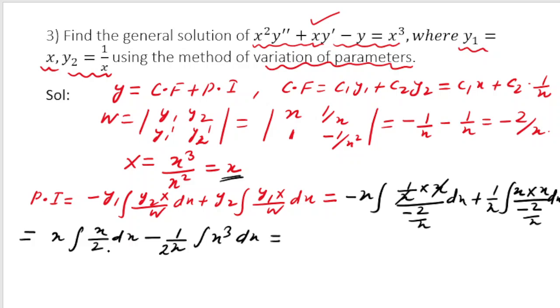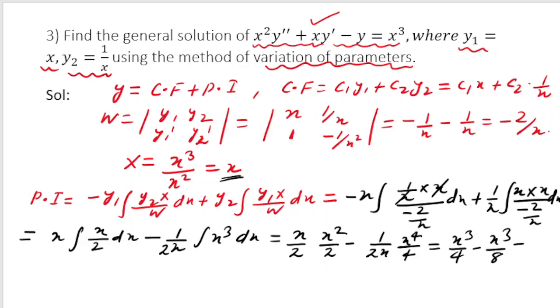Okay, so solving further, this x by 2 and integration of x will give me x square by 2, and minus 1 by 2 into x, and integration of x cube will give me x to the power 4 by 4. So if I simplify it, I will get what? X into x square, that is x cube by 4, and minus x to the power 4 by x, so this will become minus x cube by 8. So in the end I will get x cube by 8, right? I hope you got it. X cube by 4 minus x cube by 8 is x cube by 8.